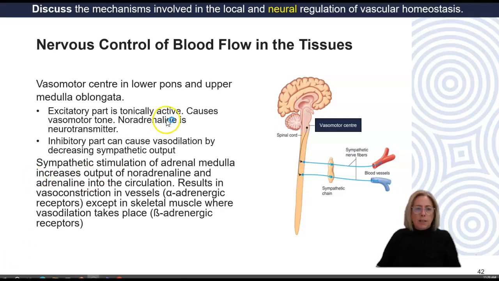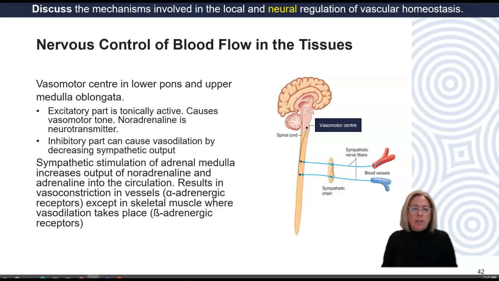So as I mentioned, the vasomotor center is located in the lower pons and the upper medulla oblongata in the brain. It has two components, an excitatory part and an inhibitory part. The excitatory part is tonically active, and this is what results in vasomotor tone, right? So noradrenaline is the neurotransmitter, and that will cause vasoconstriction of vessels. The inhibitory part can cause vasodilation by decreasing that sympathetic output.